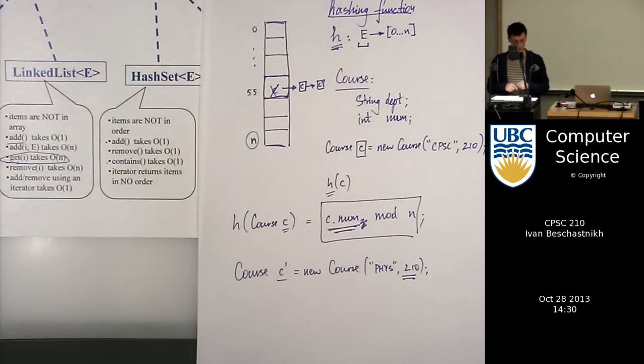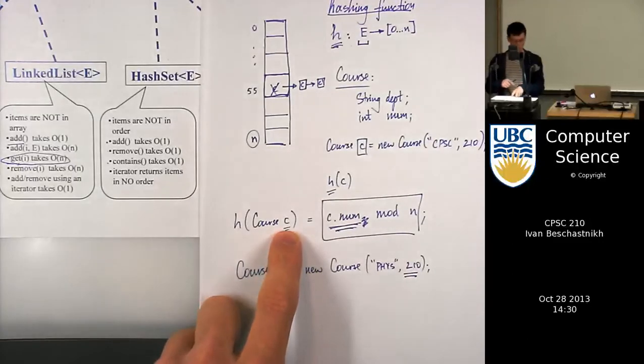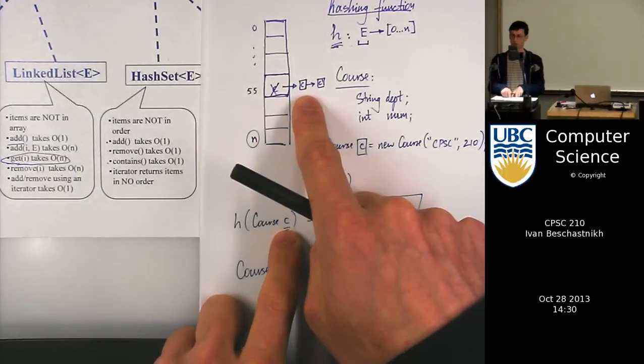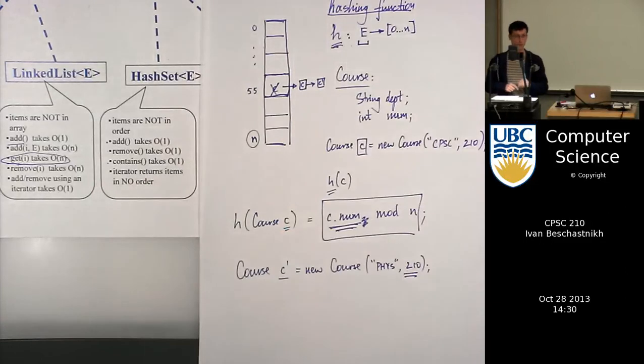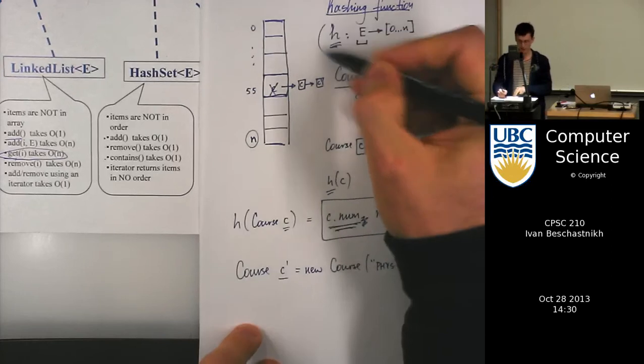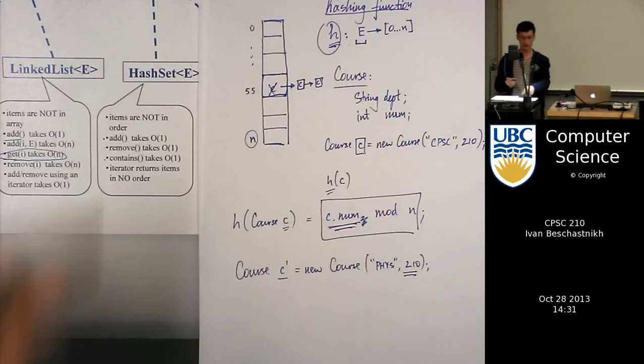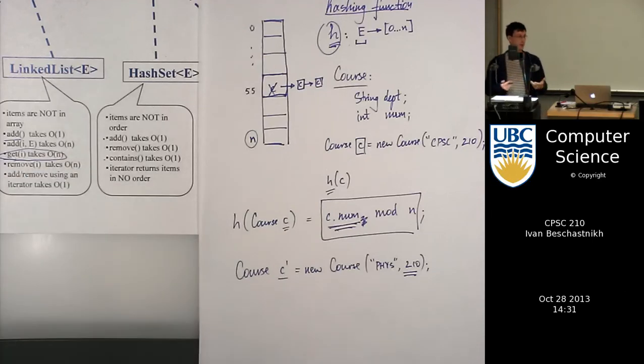And then containment is also really easy. How do I check if my course is actually in this table? I compute the hash of C, I jump into the table, and I check if I have a C in that table, in that location. So the hash set is extremely efficient. It's really great, except that it doesn't track order, and its efficiency largely depends on the characteristics of your hashing function. So if my hashing function is constant, you don't get these great benefits, right? It behaves very much like a linked list.